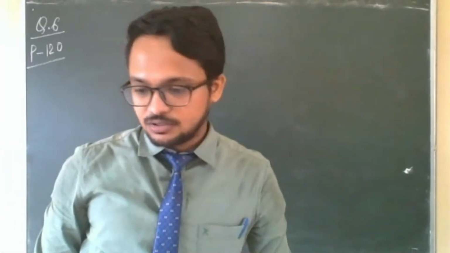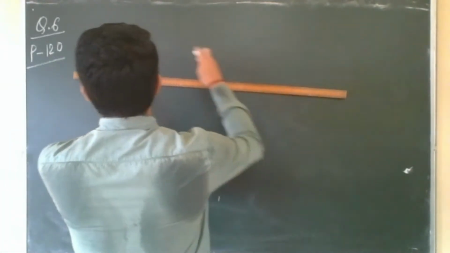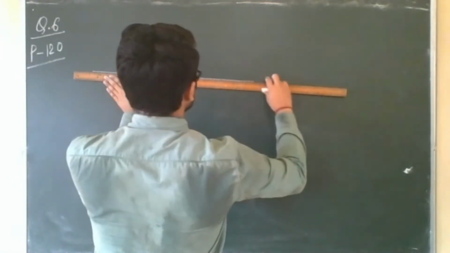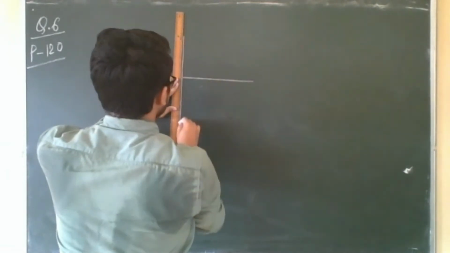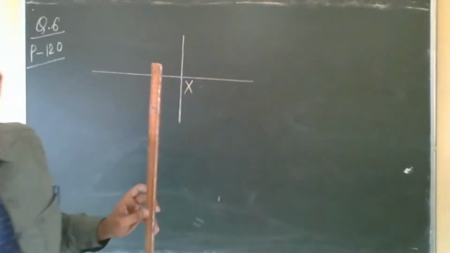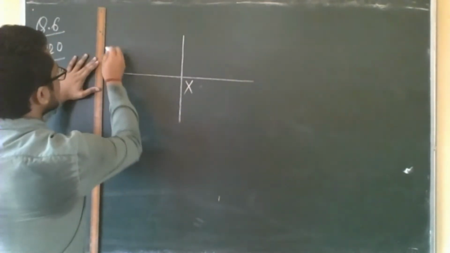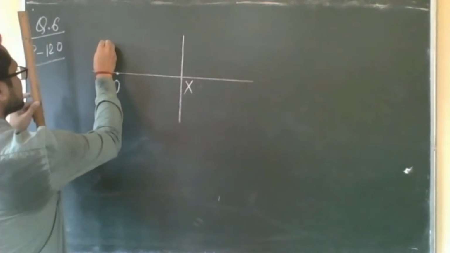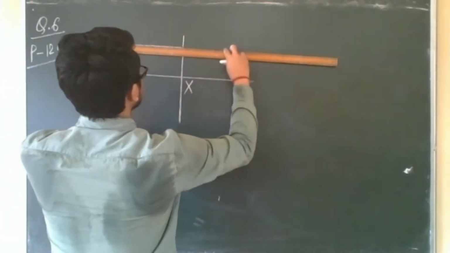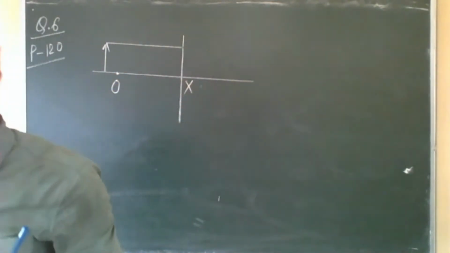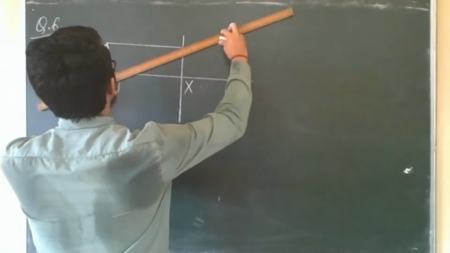Take it. What is the question? One ray diagram is given. How is it given? I am drawing. This is the principal axis. Then here one line is given, just one line, denoted by X, and this is the point O. Here one object is kept like this, and this type of ray diagram is given.